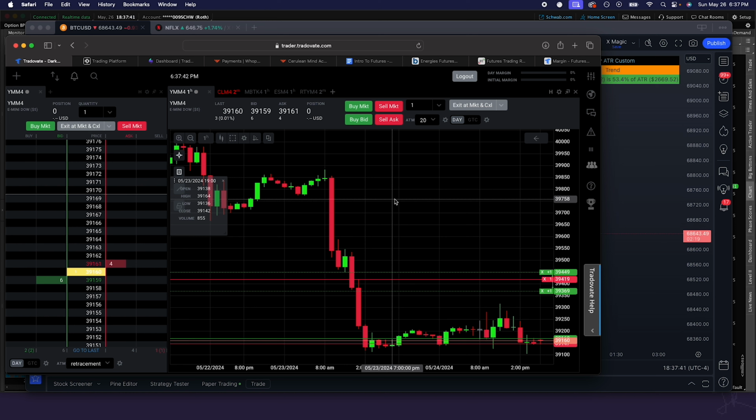Also, it's a very, very liquid product. So you never need to worry about illiquidity when you're trading. It's not going to be illiquid. It's going to be very, very liquid because a lot of people trade this. Okay.